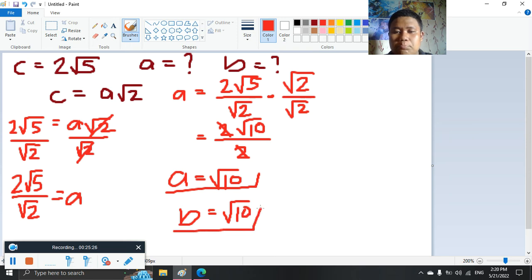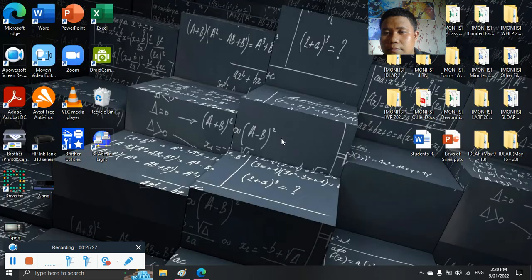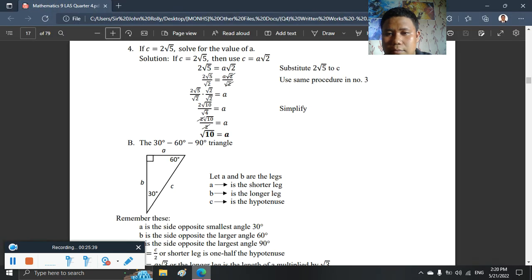Mo na siya. Okay? Mo na siyang final answer. Sige. Pwede ba? 10 equals A.